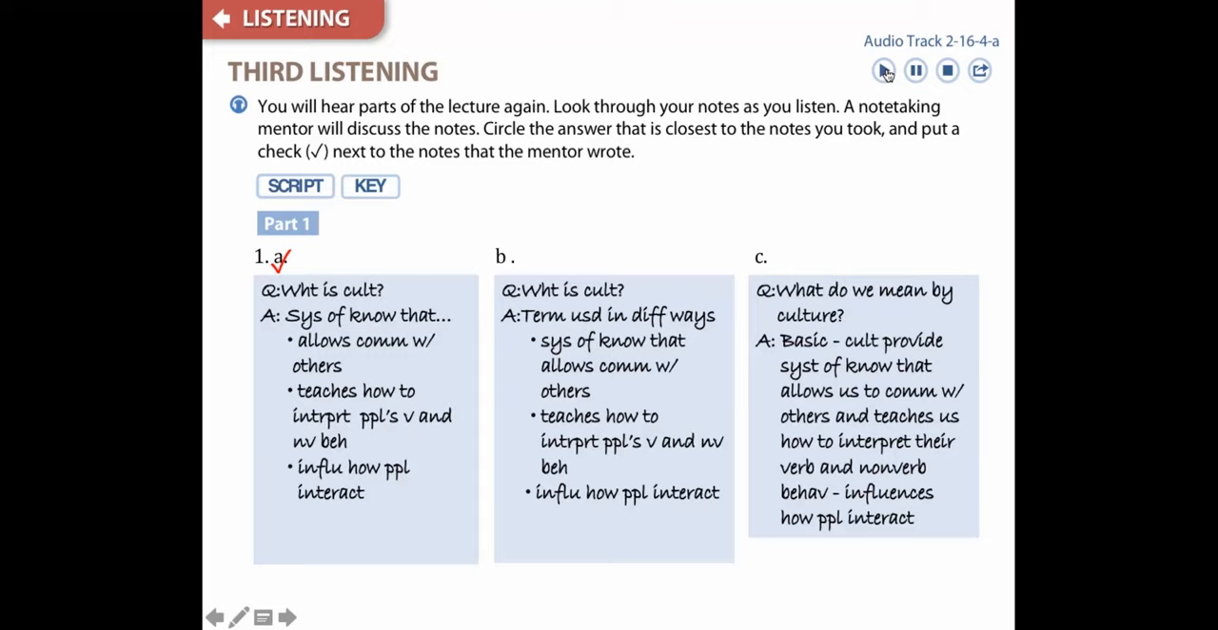Which one most clearly shows the definition of culture? In B, it seems as if the lecturer gave three different definitions of culture. This is confusing. In fact, the lecturer gave just one definition that contained three key points. My notes are A. These notes clearly show one definition of culture that has three parts.